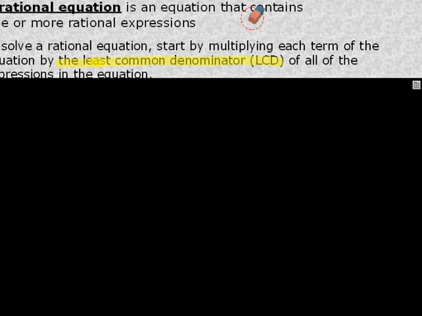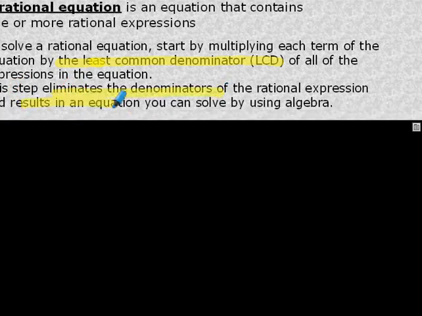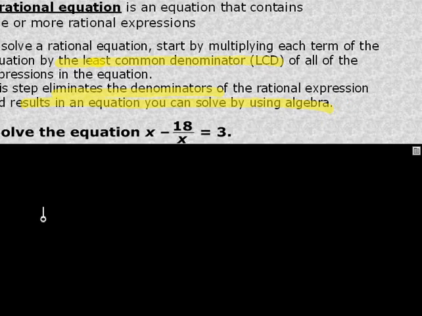All right, so we're going to multiply everything by the least common denominator. If we multiply everything by the same amount, it doesn't change the equation, and it basically allows us to cancel out all of the denominators. So as it says, this step eliminates denominators and results in an equation that we know how to solve.